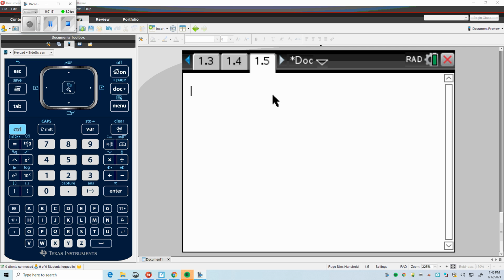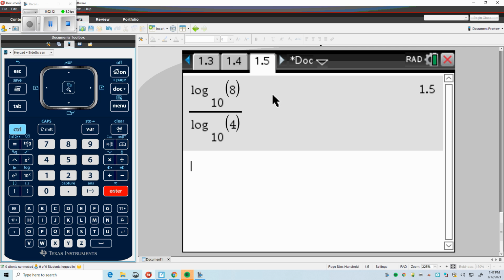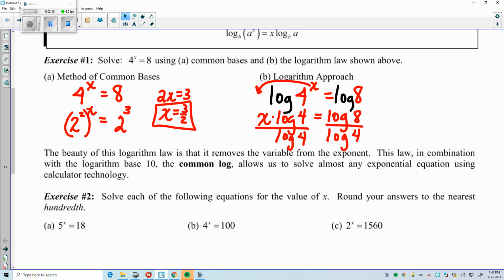And if we were to type that in, I would say let's get a fraction template. We're going to use our log button, so control the log button. Now it's a common log. I don't have to put a base 10 in if I don't want to. I can just arrow over and do log of 8 and then divided by, and again we're going to have here log of 4. And I press enter, and notice that's going to get us that same answer of 1.5, or again we could express it as 3/2.